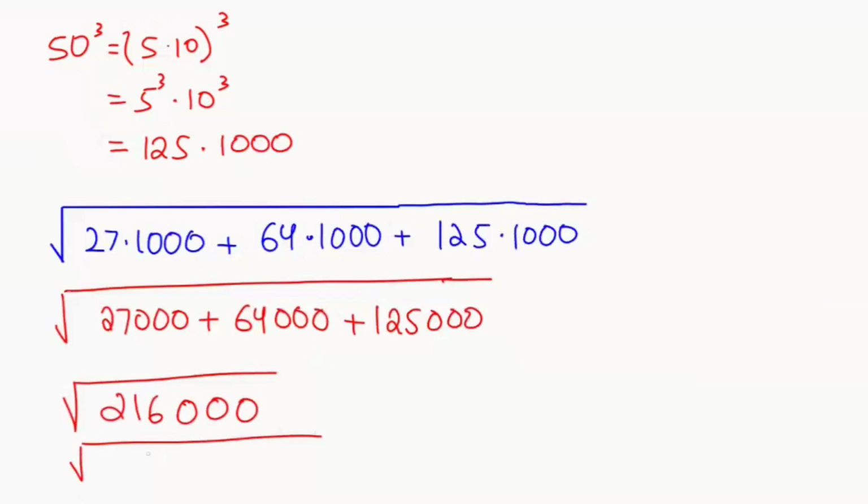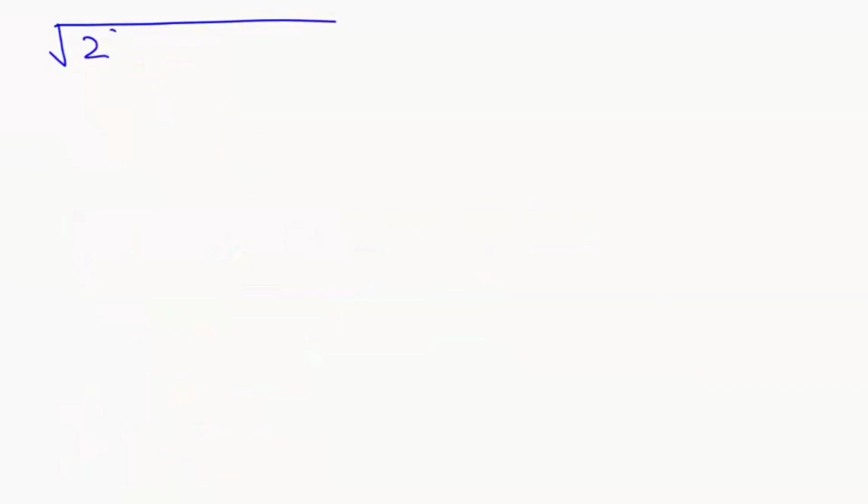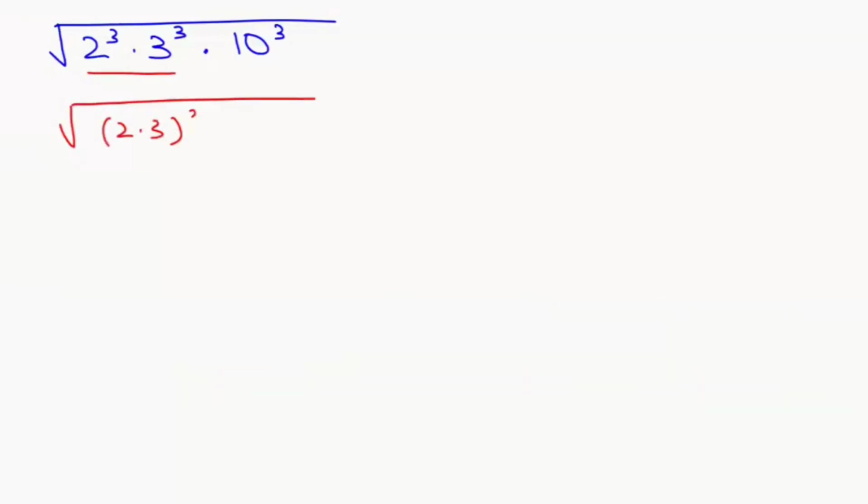Now we're going to split this. We're going to write 216 times 1000. And in replacement of this, I already solved it out. That is 2 to the power of 3 times 3 to the power of 3 gives us 216. And for 1000, here I'm going to add 10 to the power of 3. Now here I'm going to write this in the same bracket: 2 times 3 whole to the power of 3 times 10 to the power of 3. And this will be equal to 6 to the power of 3 times 10 to the power of 3.